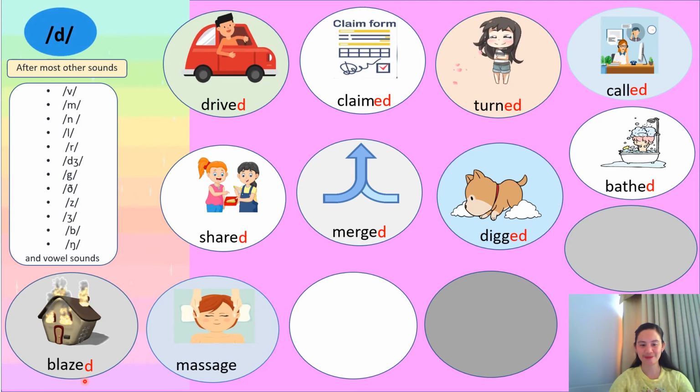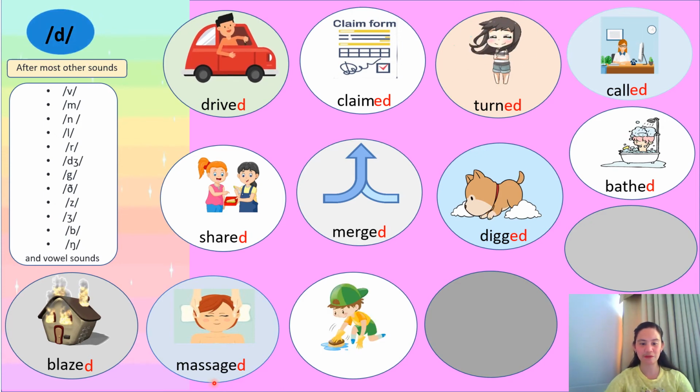Next word, massage. The last sound is j, and this is the phonetic translation of the sound of j. Let's make it into past tense by adding d at the end. So we're going to read the word as massaged.